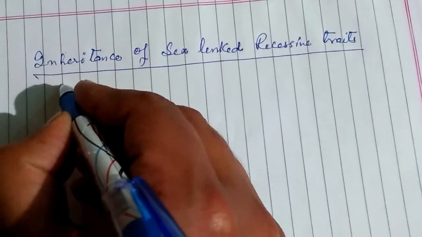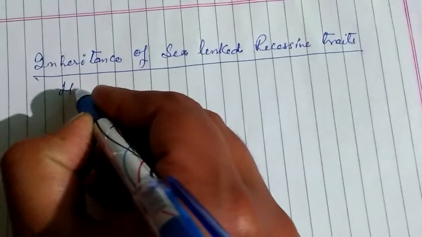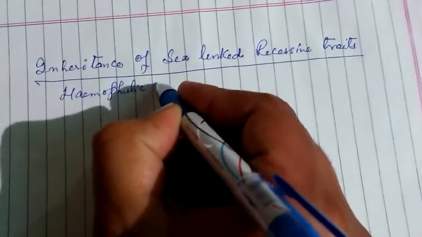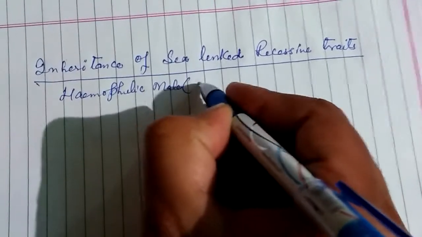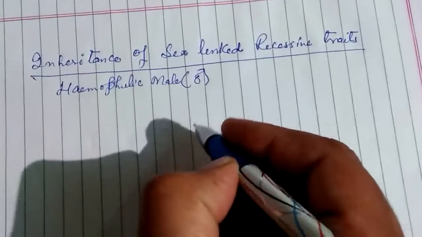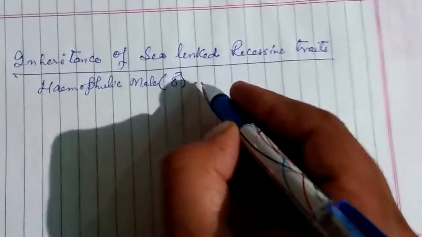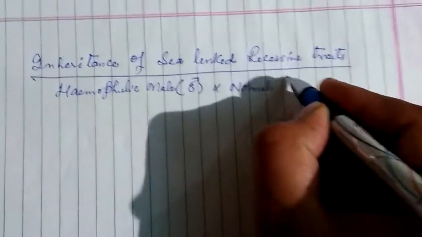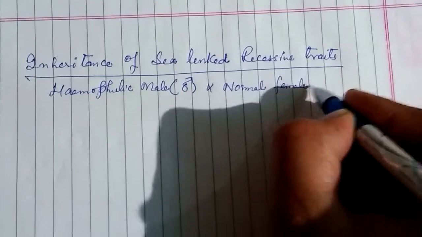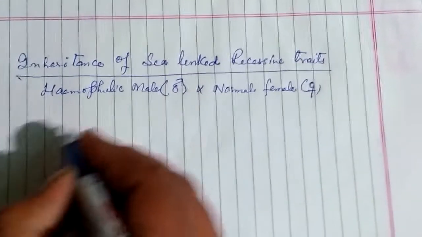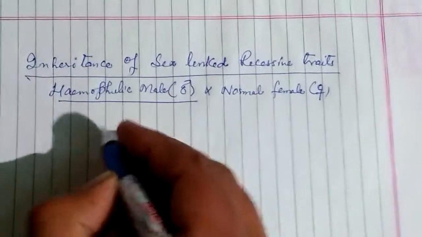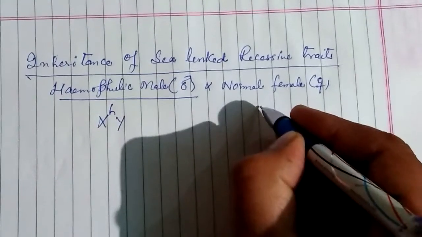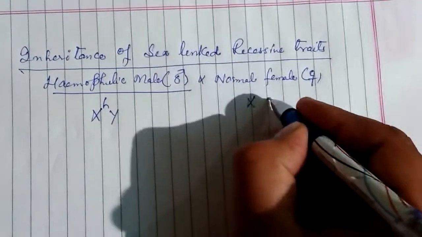For example, a hemophilic male marries a normal female. This is the sign used in genetics for male. We represent the hemophilic male by X hemophilic, Y normal. This is the normal female, X normal, X normal.